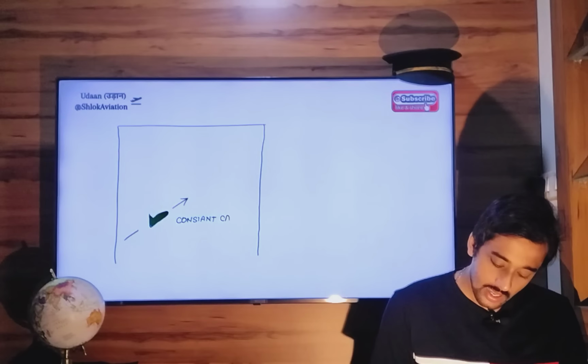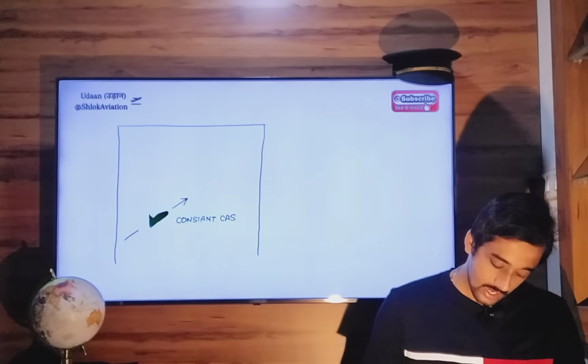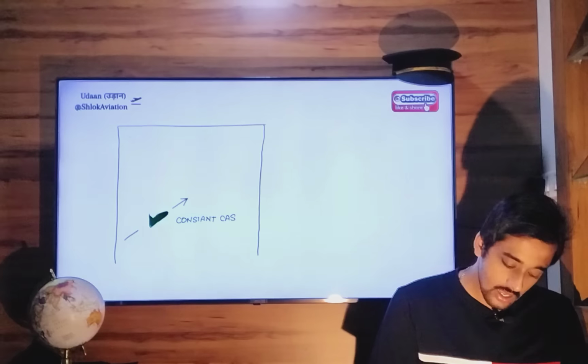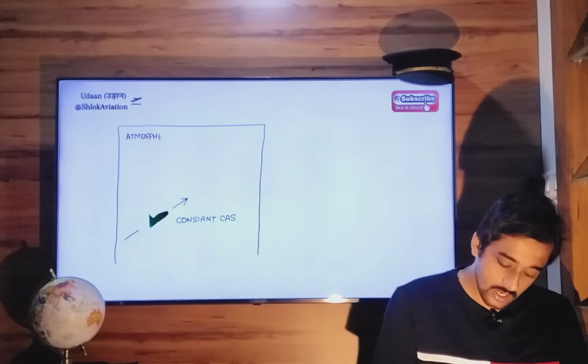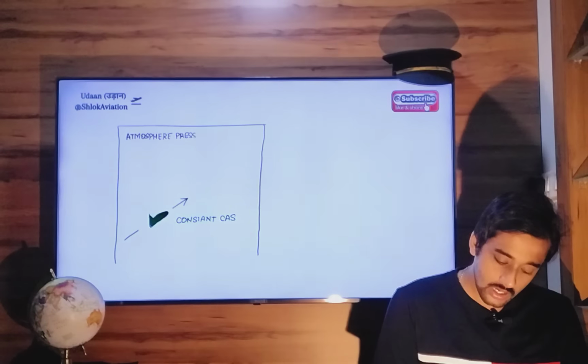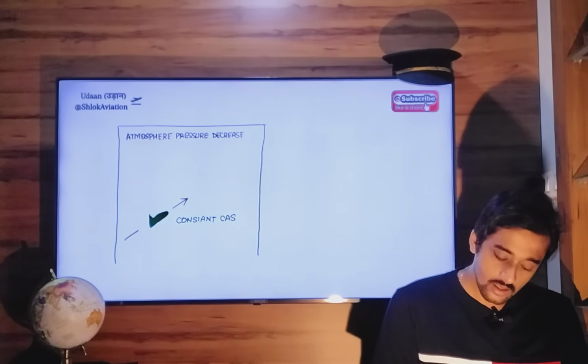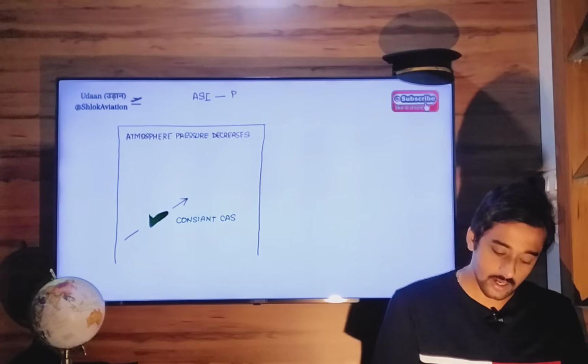calibrated airspeed. Now, as you fly to higher altitudes, atmospheric pressure decreases. Atmospheric pressure decreases. Now, your airspeed indicator is a pressure instrument.